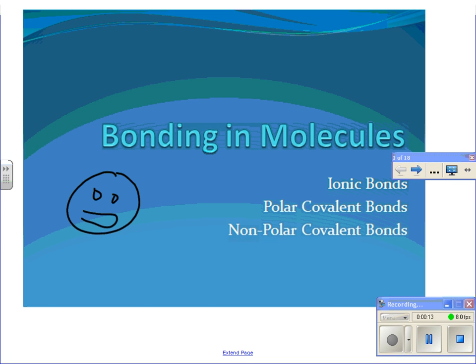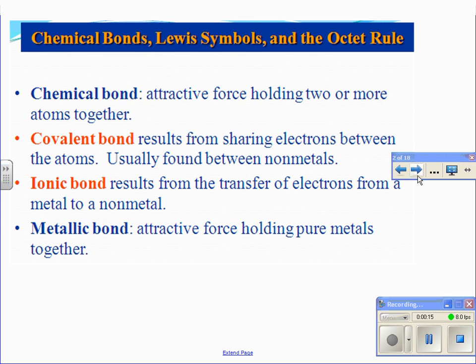Alright, here we go. So, intro to bonding. A chemical bond is an attractive force that holds two or more atoms together. It falls into three categories. You have a covalent bond, which is between a nonmetal and a nonmetal. That's the definition you learned last year in honors chemistry. An ionic bond is between a metal and a nonmetal and is a transfer of electrons. A covalent bond is a sharing of electrons. And finally, metallic bond we'll deal with in Chapter 11, so you don't have to worry about it right now.